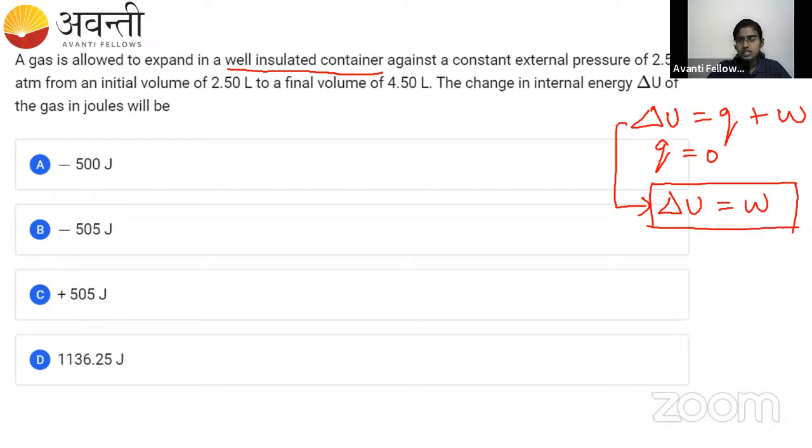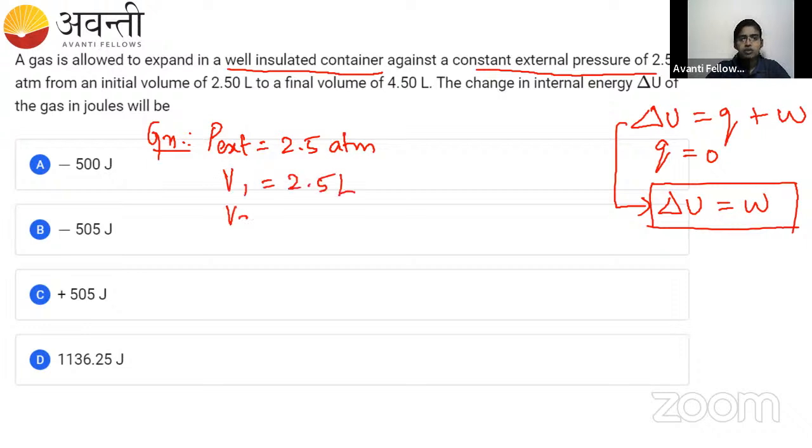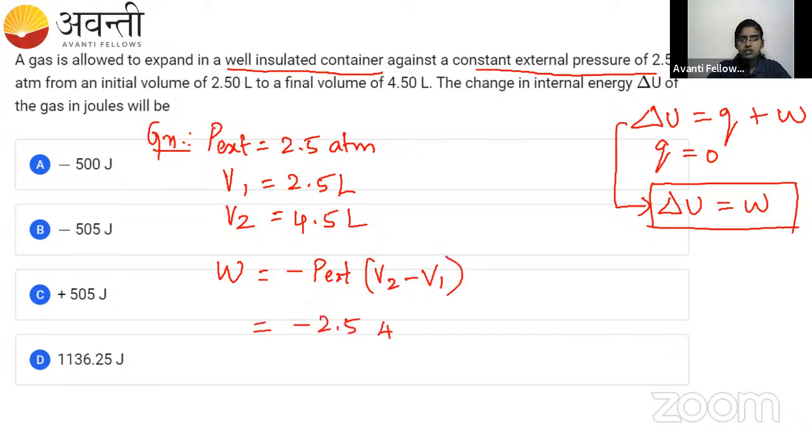Now again, the constant external pressure is given as 2.5. So let me write the given values. Constant external pressure is 2.5 atmospheric pressure, initial volume is 2.50 liter and the final volume is 4.50 liter. Okay, now we have to find out the work done. It is going to be equal to minus P external into V2 minus V1. So it is equal to minus 2.5 into 4.5 minus 2.5. So it is going to be equal to minus 5 liter atmosphere.